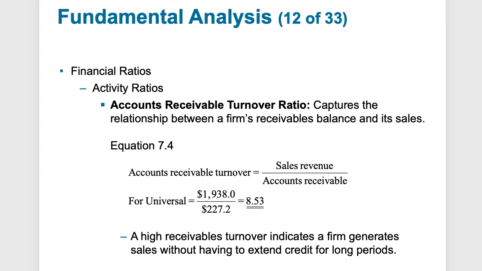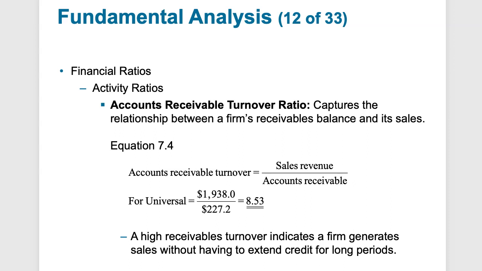So we want to see the relationship between the sales we have, say for a year, versus the balance in accounts receivable. So what we want is a high number here. If we sold $1 billion worth of planes and we had $1 billion in accounts receivable, that would be a turnover of 1, which is terrible, which means no one's paying us. But if we had, say, $8 billion worth of sales and $1 billion worth of accounts receivable, then that's a turnover of 8. So we're collecting the money much faster. And that's what we want to see.